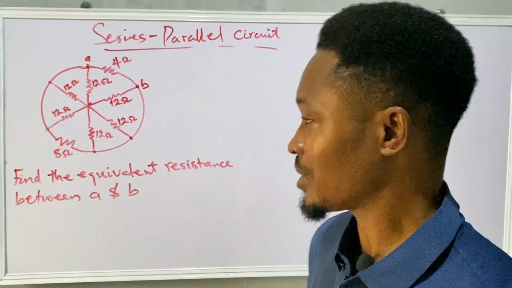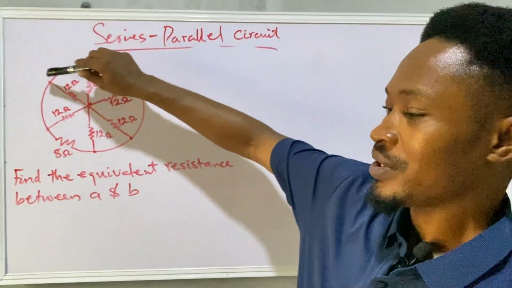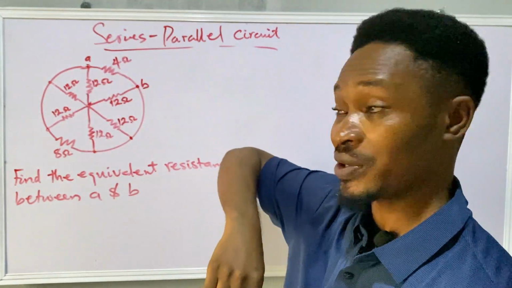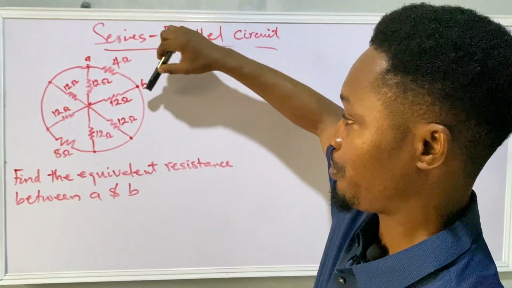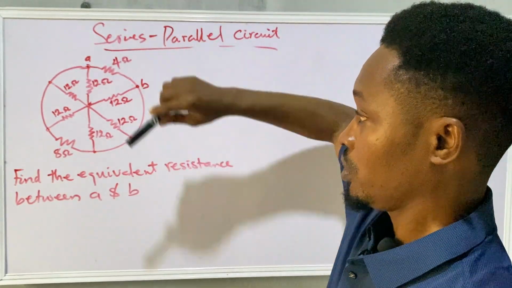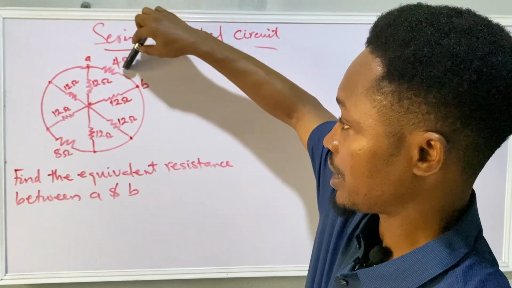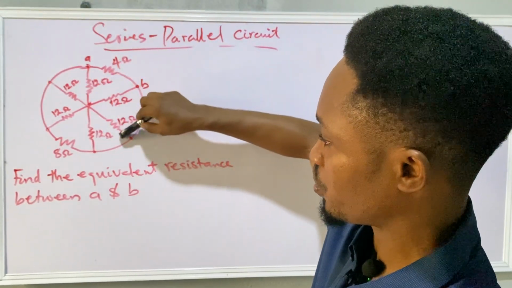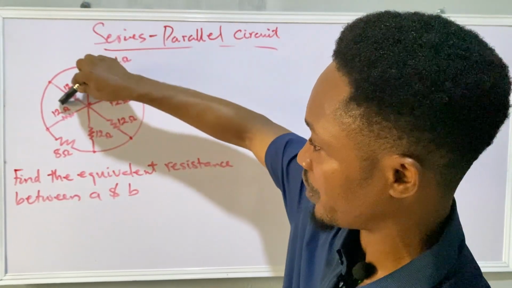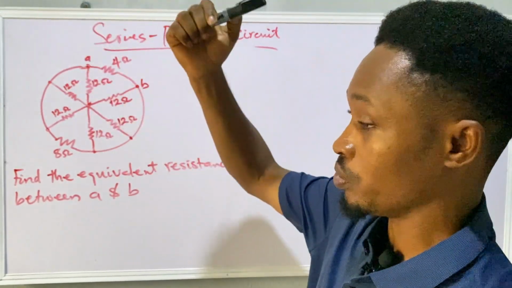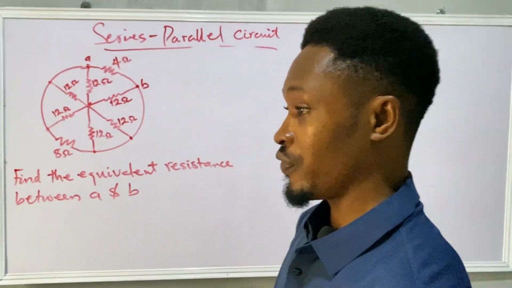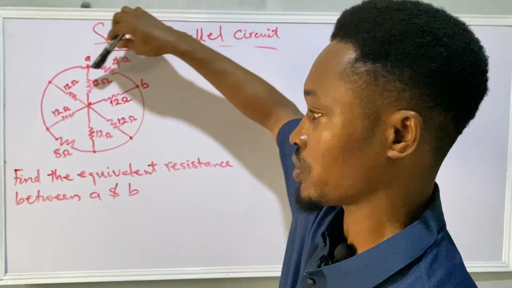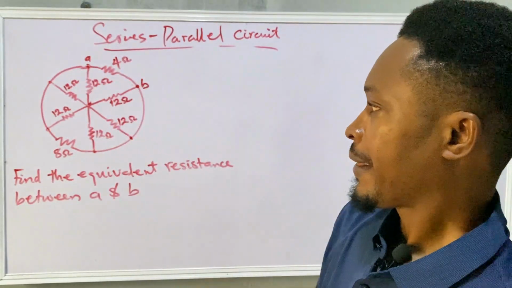Let's go to the business of the day. We are given a circuit and we are asked to find the equivalent resistance between point A and point B. The resistor here has the value of 4 ohms. This one 12 ohms, 12 ohms, 12 ohms, 12 ohms, 8 ohms, 12 ohms, 12 ohms. So if you look at this circuit very well, you will see that all these resistors are connected in parallel.